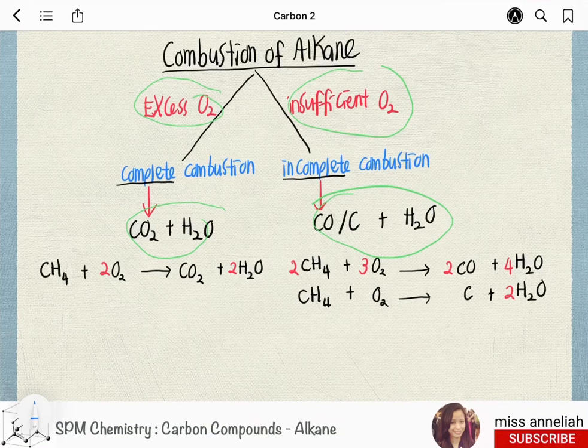So ethane is CnH2n+2, which is 2 times 2 plus 2 is 6, so C2H6 for ethane. And propane is C3, H2n+2, 2 times 3 plus 2 is 8, C3H8. And burn in oxygen. And complete combustion will produce carbon dioxide and water.